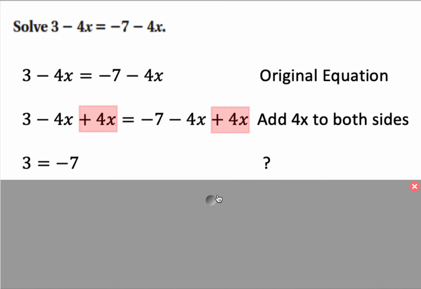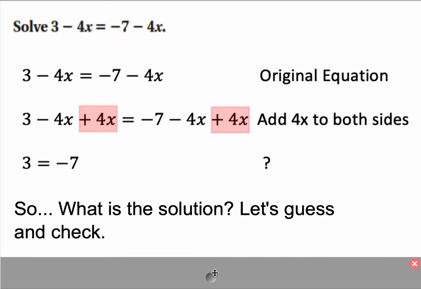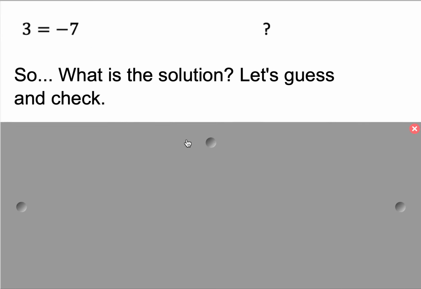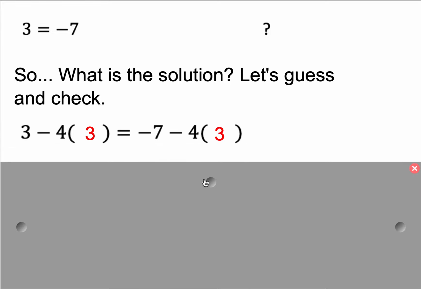All right, a similar situation has happened here. In the course of solving, I no longer have an x. And the purpose of solving is to get x by itself to figure out what x can be. So we're not going to be able to do this in the normal way. So let's try some guess and check. We've got 3 and negative 7, so let's try 3. We tried that last time.